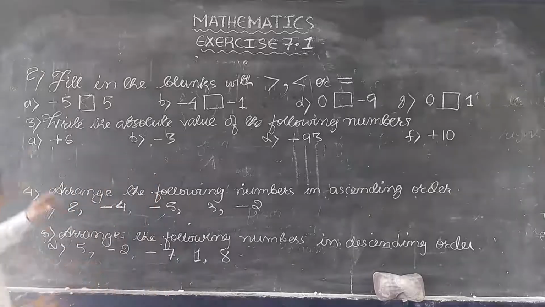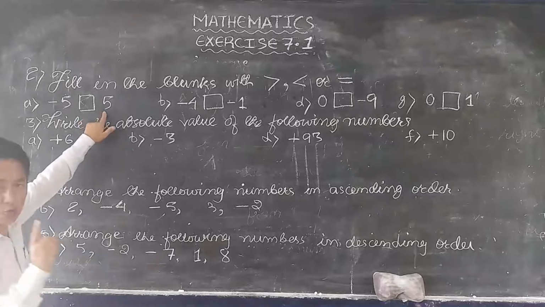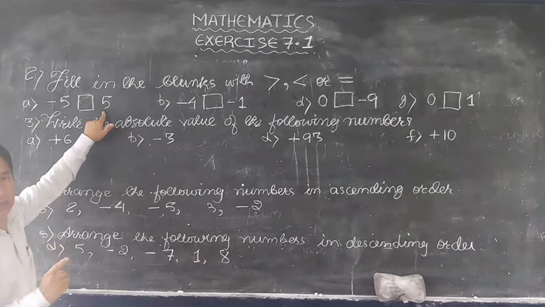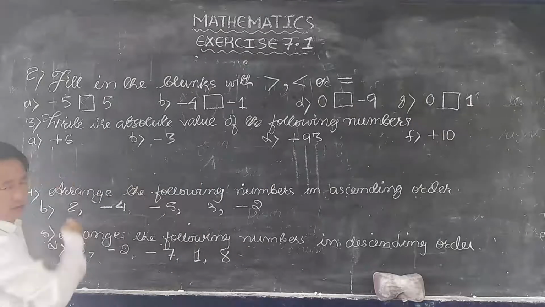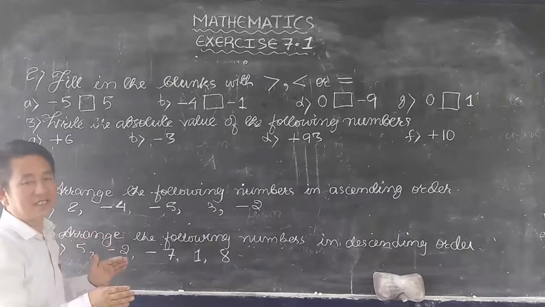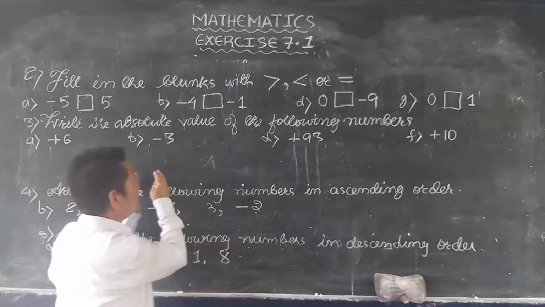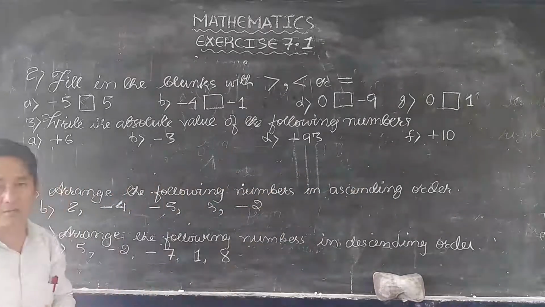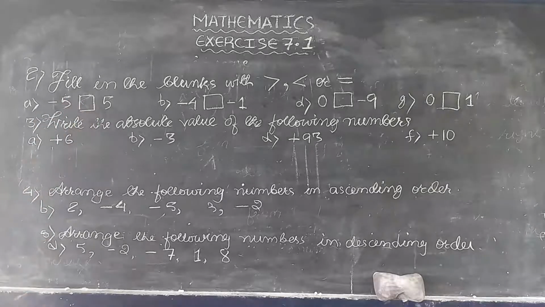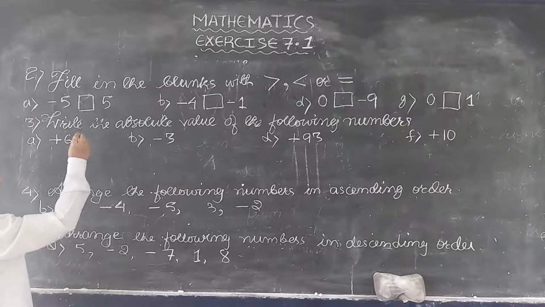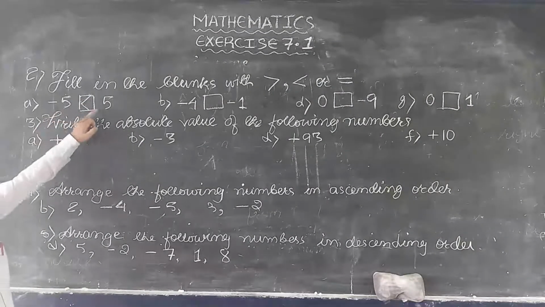As you can see here, question number A, minus 5, this is 5. If there is no sign, we understand it as plus. As you know, on the number line, when you move from right to left, the values of the number decrease, or when you move from left to right, the values of the number increase. Here minus 5 is less than plus 5. So we'll always turn the pointing end towards the smaller number. Here minus 5 is less than 5.